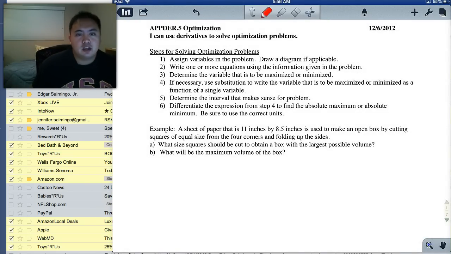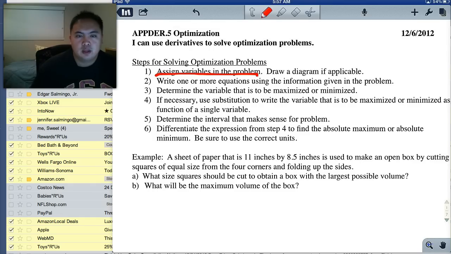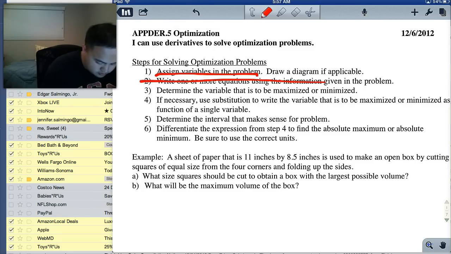So here are the steps. With anything in math, as I've told you many times, it's so much easier to remember the steps once you do some sample problems. And some of these I'm going to cross out. So the first one says assign variables in the problem. I'm going to simplify this and just say, let's just draw a diagram. And then I'm going to skip over number 2. First of all, you're going to draw a diagram. And let's cross out number 2.